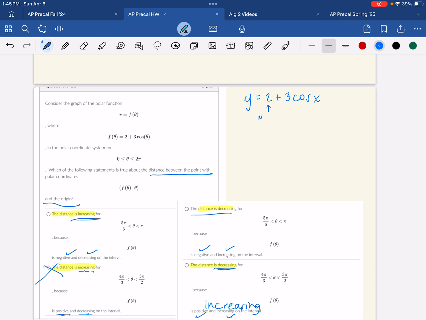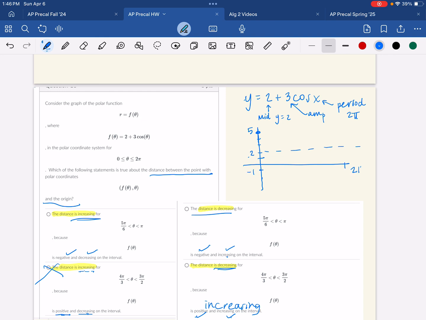I have a midline, an amplitude, and nothing with x, so the period is going to just be like the parent function, 2 pi. Hopefully this is going to give us everything we need to answer this question. There's 2, my midline. If my amplitude is 3, then that graph starts 3 above that at 5. And we'll go down to -1 at its minimum.